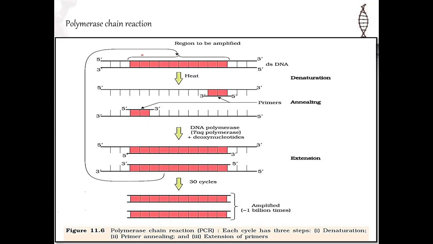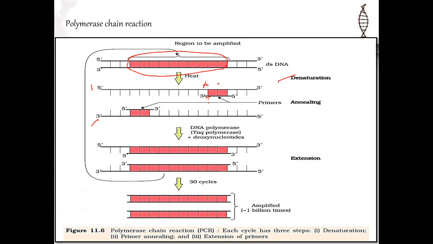So we have, for example, this particular region to be amplified. We want to multiply this region. So what we do is we have to denature through heating. When it is denatured, it separates into single strands. Then a certain portion of that we add primers to complete these portions. If this is an A, on the other side is T.